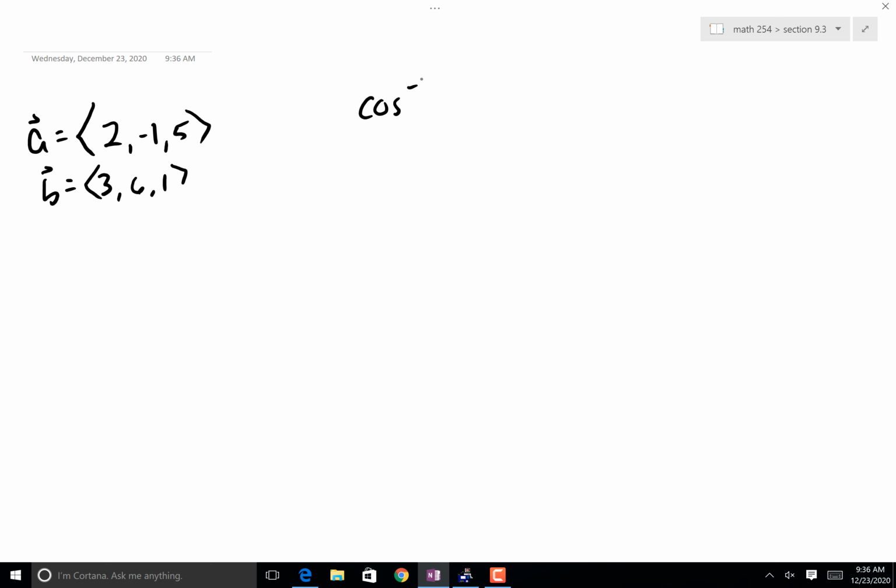Cosine of theta is equal to, let's take the A dot B. So it's going to be 6 minus 6 plus 5 over. And then the magnitude of A is going to be 25, 26, and 4 is the square root of 30. And then here you're going to have 36 and 9 is 45, 46.